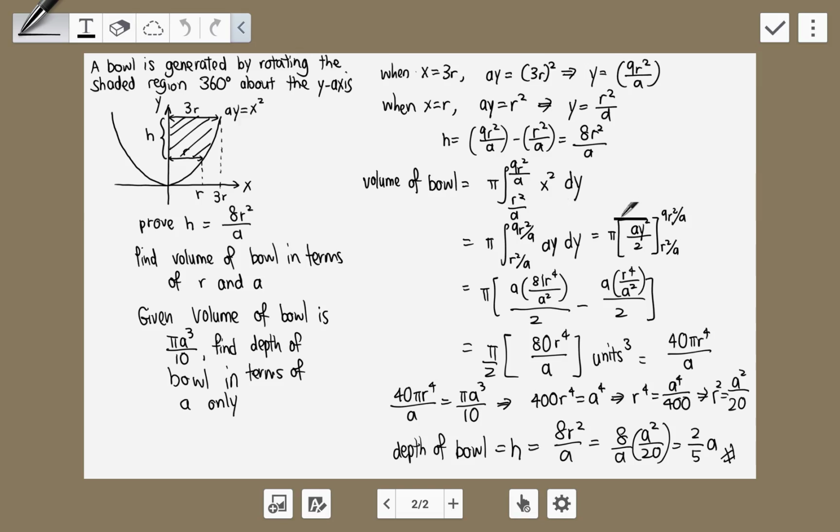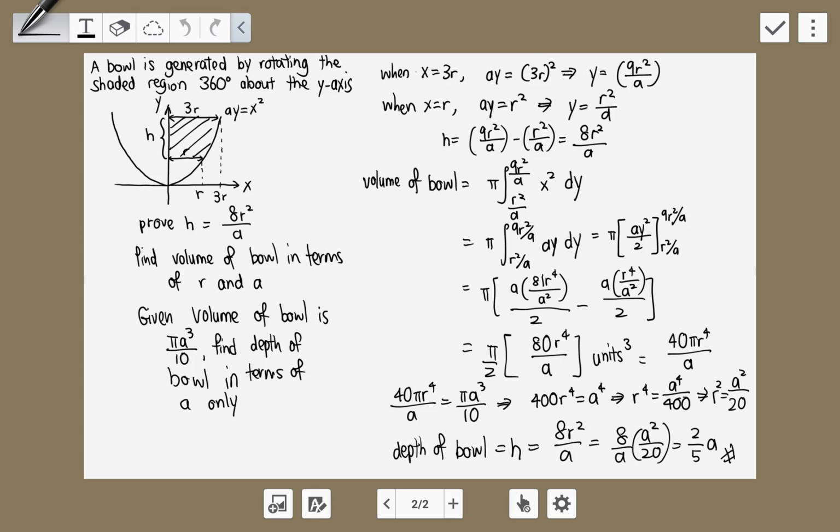Then after this, I will substitute 9r squared over a and r squared over a. When I substitute 9r squared over a, it would be squared. So 81 and r to the power of 4 over a squared, multiplied by a divided by 2. Minus the same thing for here: r squared over a substituted into y, so I get r to the power of 4 over a squared, and then the a in front and over 2.